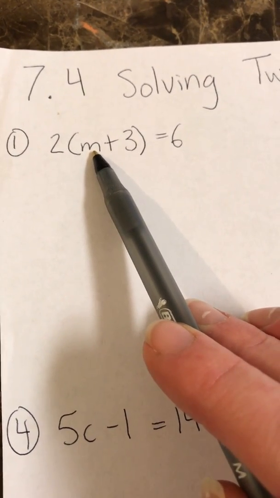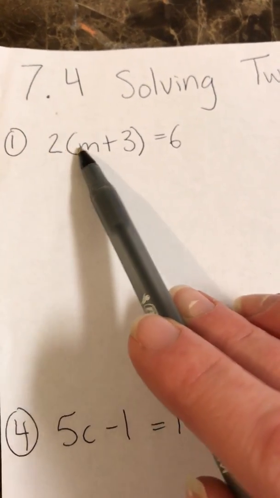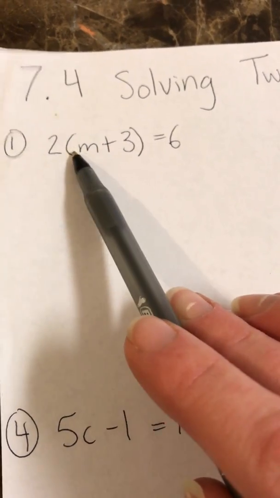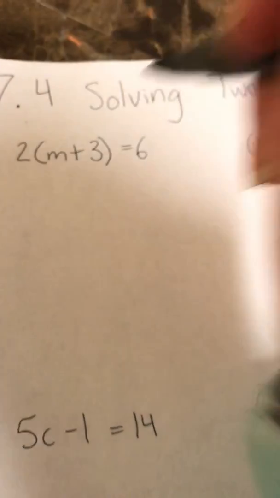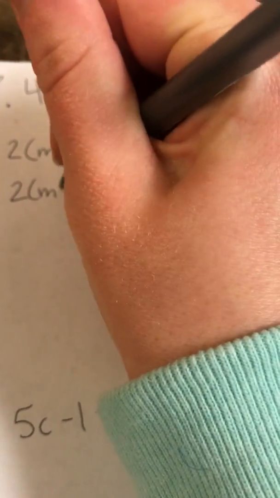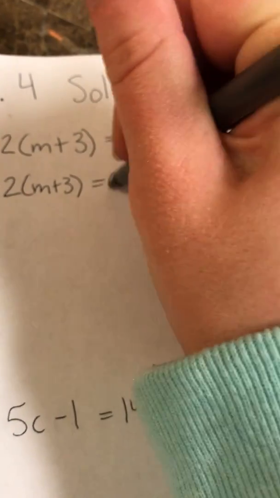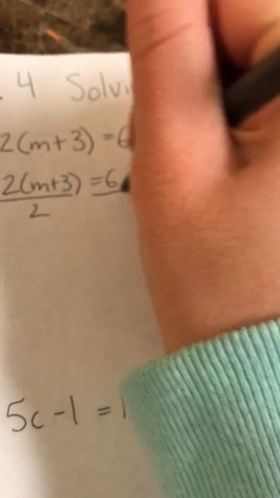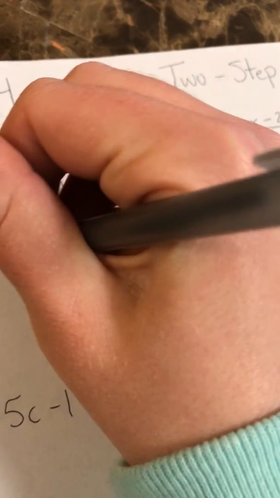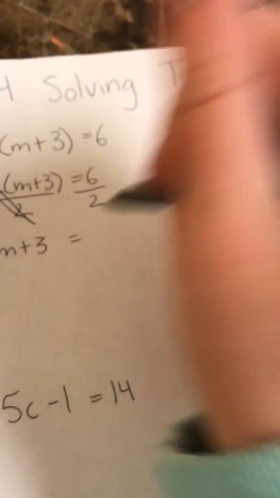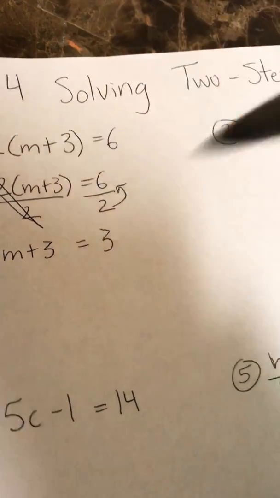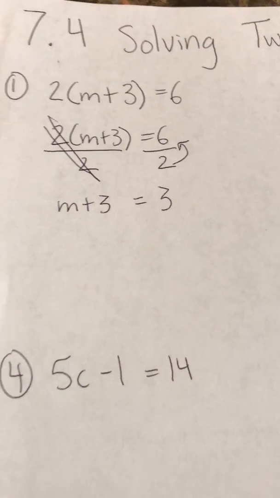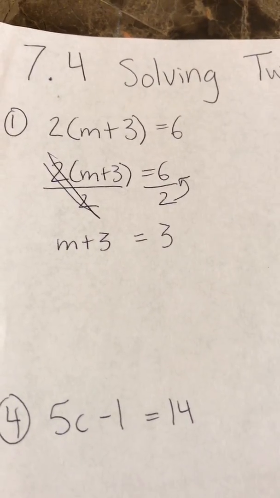The first thing we need to do, when you see this 2 on the outside of the parentheses like this, means multiplication. So that means we need to divide. So we are going to divide both sides by 2. This is going to cancel out that 2 and take it away. Bring down our m plus 3 equals 2 goes into 6 3 times. So now we have m plus 3 equals 3.